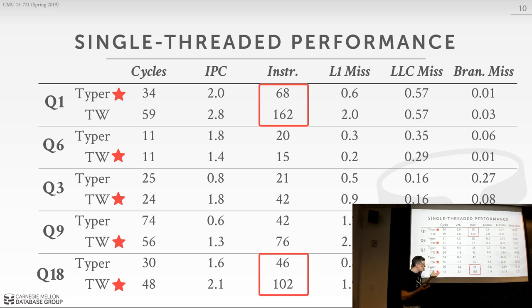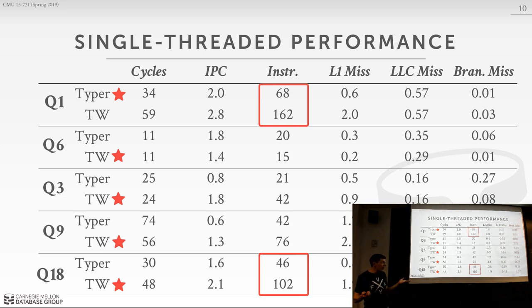So this is an example of clearly executing fewer instructions per tuple getting you better performance. For these queries, these are more computation expensive. Q1 is doing fixed point arithmetic, and it's doing inline in-cache aggregation because it's only four elements. So how many instructions you have to execute per tuple is the thing that's going to matter the most. That's why in this case it's executing fewer instructions, and therefore it does better.